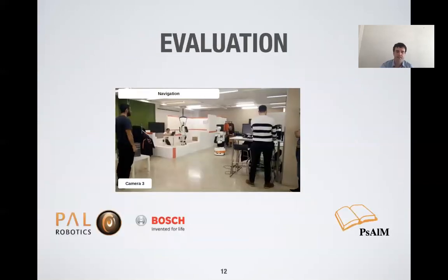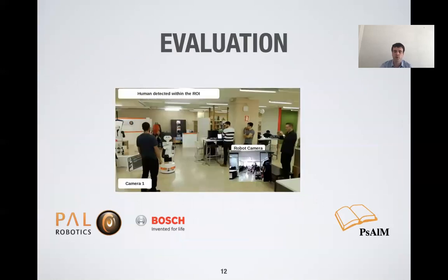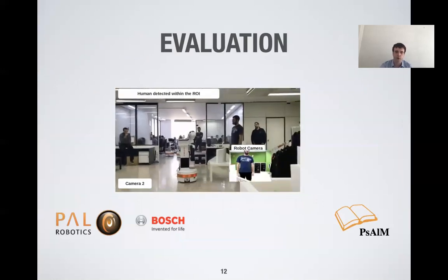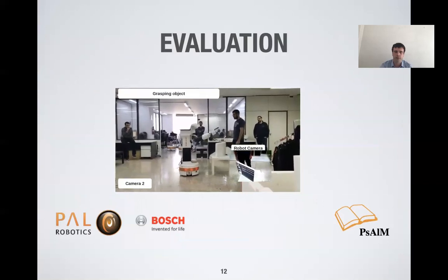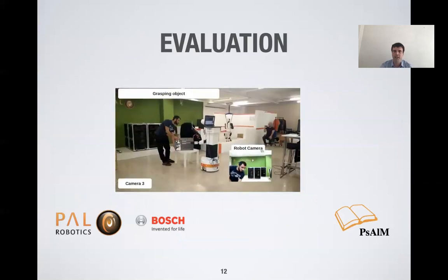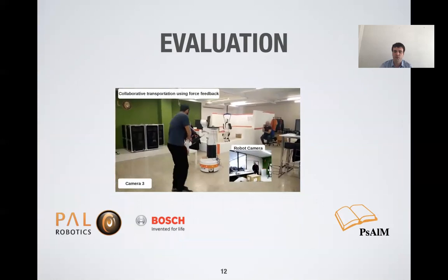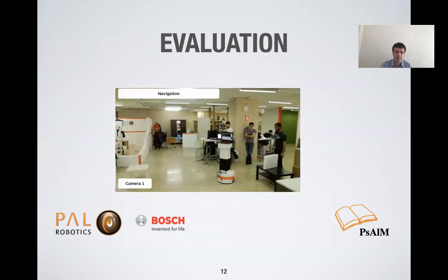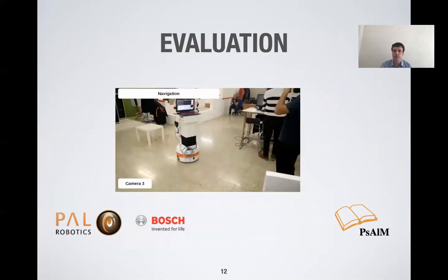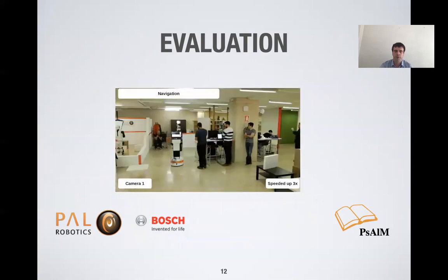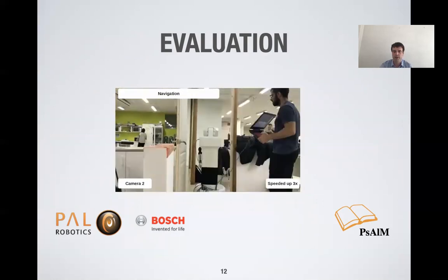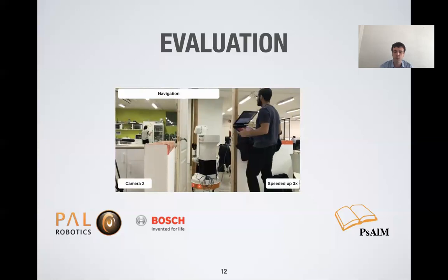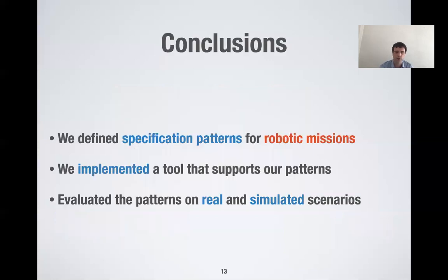Here we see an example scenario. This video was recorded within the facility of Robotics, one of our industrial partners. The robot is patrolling a set of locations. When it detects a user that needs help for carrying an object, it stops the patrolling activity and helps the user. Then the patrolling activity restarts. The mission requirement was specified using our pattern catalog. The mission specification was automatically generated and fed into an existing planner.